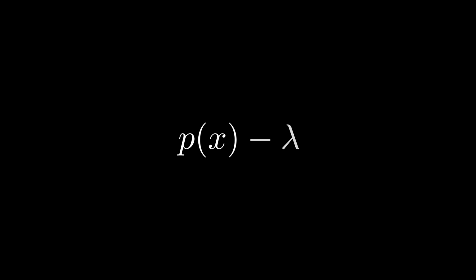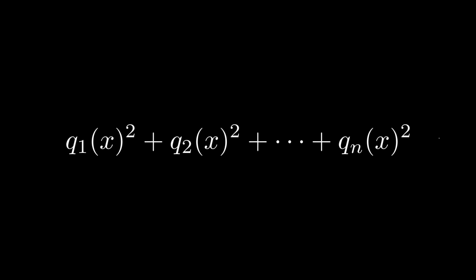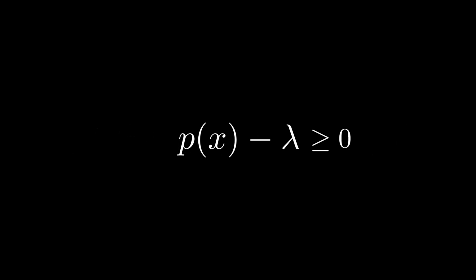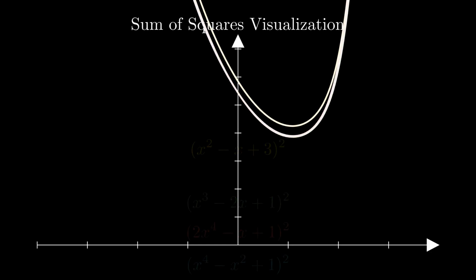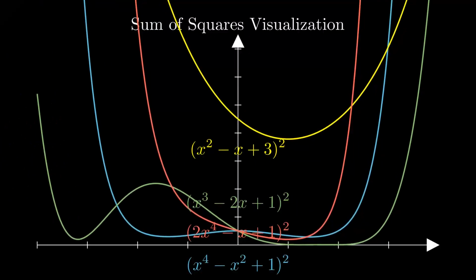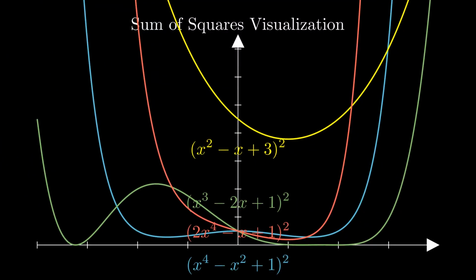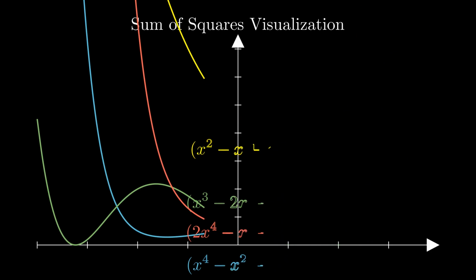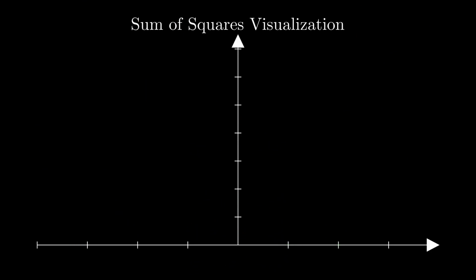Fortunately, there is a special case where this problem becomes much easier: if p of x minus lambda can be written as a sum of squares of polynomials. If we can express p of x minus lambda as q1 of x squared plus q2 of x squared, etc., then we immediately know that p of x minus lambda is always non-negative, since each term is a square.